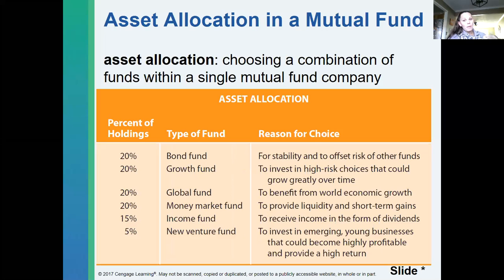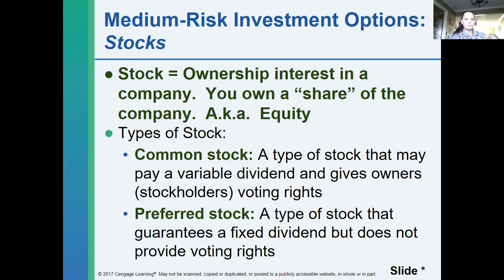And then some mutual funds allow you to do asset allocation, which is choosing a combination of funds within a single mutual fund company. So you don't have to put all of your money into, for example, a bond fund. In this example, this person's only putting 20% of their money into the bond fund, and then 20% into the growth fund, 20% into the global fund, and you can read the rest of them there. So you can pick the different variety of risks that go with it rather than just all of it in one.